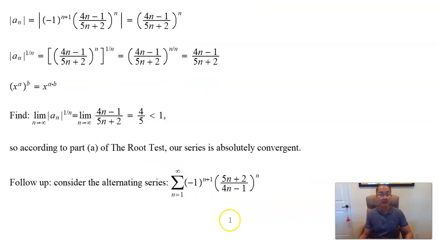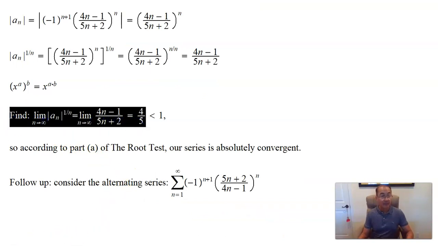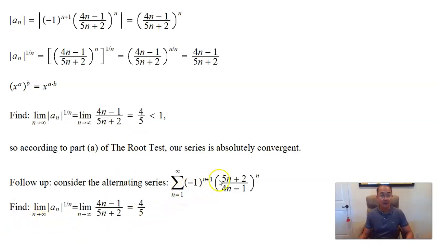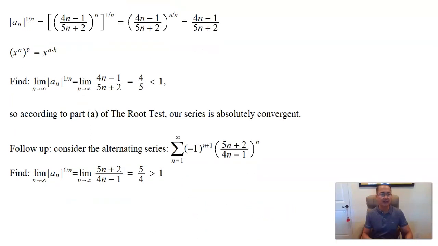Okay? And so this time the limit is going to be, flip it all. We're going to take this and copy it here. And of course, the limit is now going to be 5 over 4, which is bigger than 1. So we are now in part B of the root test. Easy second example. So by part B, our series is divergent. Okay, so it goes from very good to very bad, and that's because now we have 5/4 as our limit.